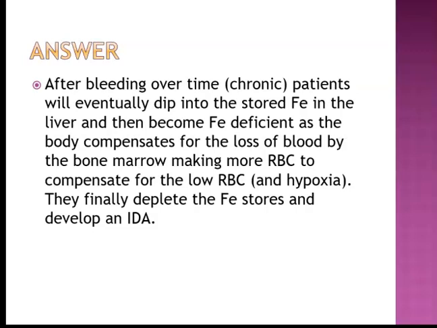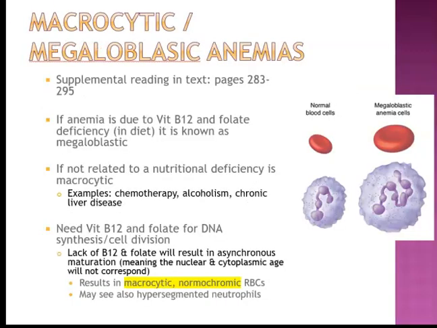The next anemia we're going to talk about is microcytic, or also referred to as megaloblastic anemias. If an anemia is due to vitamin B12 and folate deficiency in the diet, it's known as megaloblastic anemia. Okay, megaloblastic means very large red blood cells. So let's look for a comparison over here on our image. This is our normal size red blood cell. So this would be a megaloblastic, so very large red blood cell.